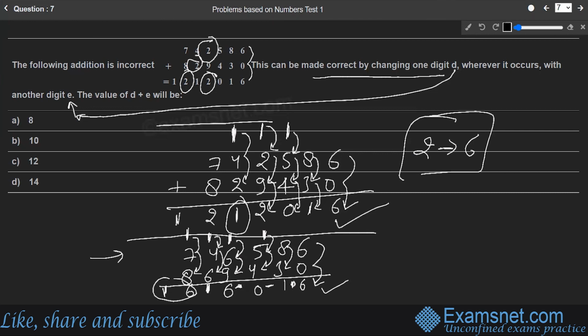So our guess, our trial and error, is right for this case. The digit 2 is to be interchanged with 6. So the D digit is 2 and the E digit is 6. What do they ask for? They ask for the value of D plus E. So D plus E is going to be 2 plus 6, that is 8, as the answer.